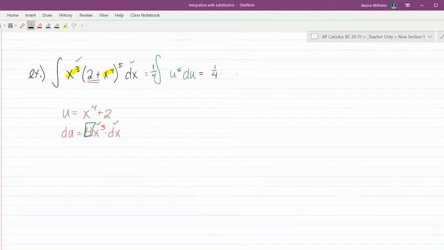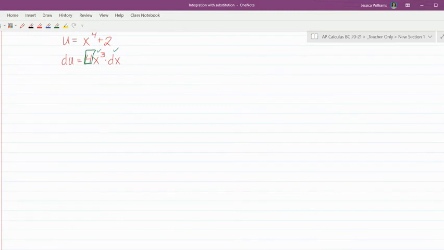So I have 1/4. I'm going to add 1, divide by the new, so I have 1/24. Remember to go back and put your x's back in. So this is (x to the 4th plus 2) to the 6th plus c. And again, it's a pretty quick derivative to take to check. You're going to pull the 6, which reduces down to a 1/4, and then you have (x to the 4th plus 2) to the 5th times your chain rule, which is 4x cubed. The 4 cancels with the 1/4. There's your x cubed. The end.